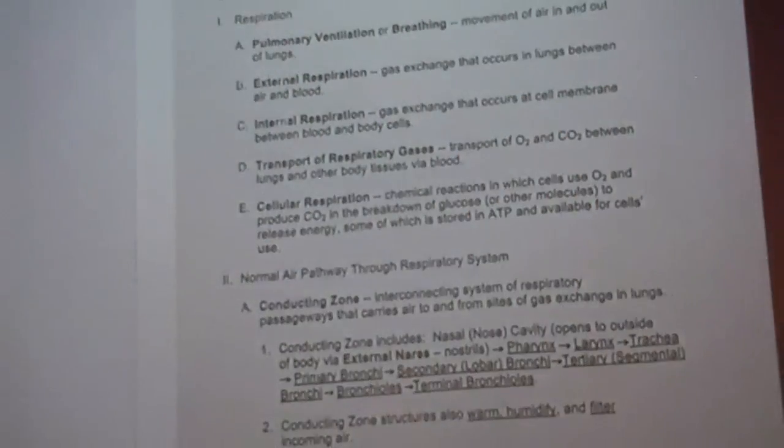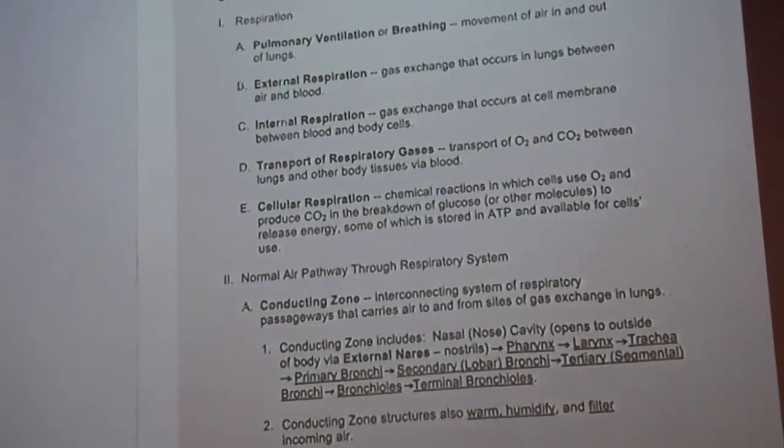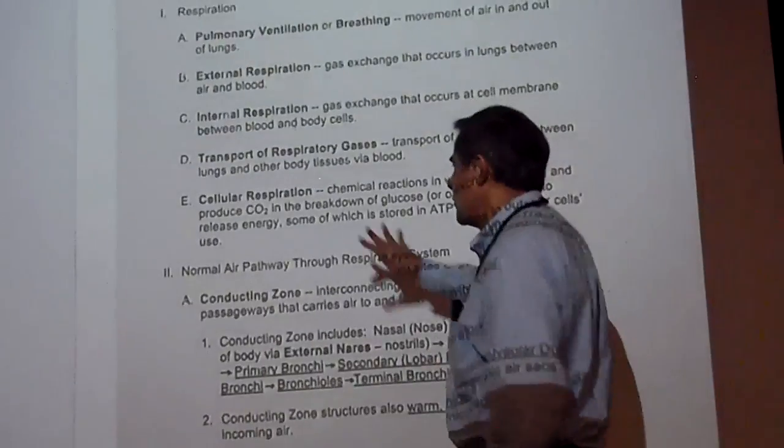So that's the whole point of this. Oxygen in, taking away the waste products, including carbon dioxide. And that's what your respiratory systems do. We'll look at some of the respiration in more detail.